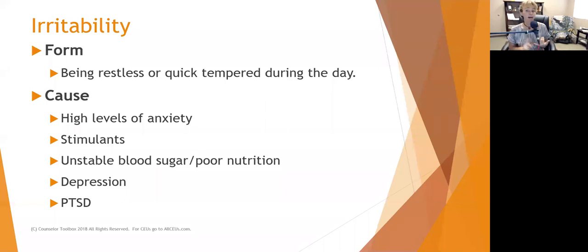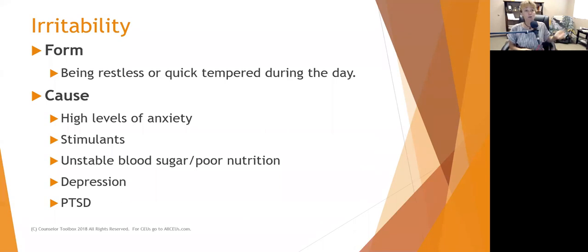It can be caused by high levels of anxiety, stimulants, unstable blood sugar, which is that poor nutrition thing, depression, or PTSD. High levels of anxiety, for whatever reason, can lead people to be more defensive and irritable because those cortisol levels are already high. Stimulants increase those cortisol levels.